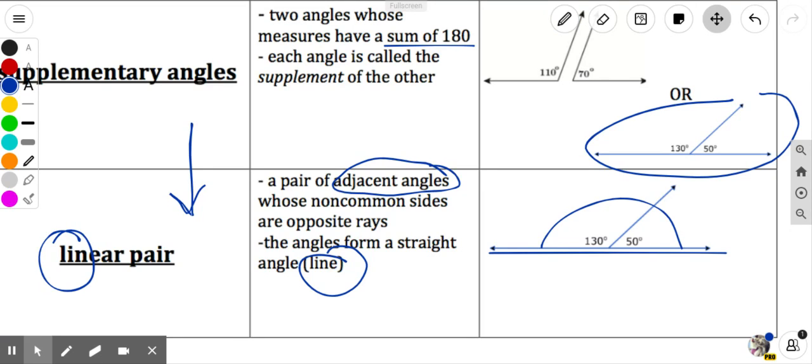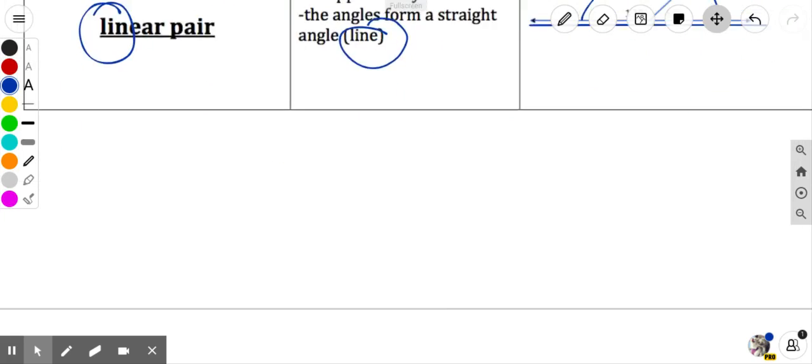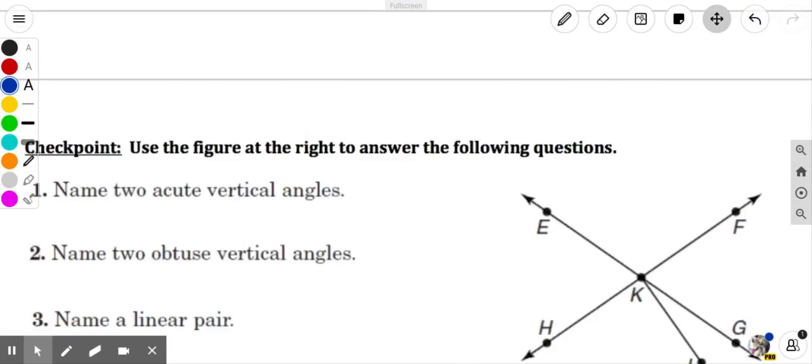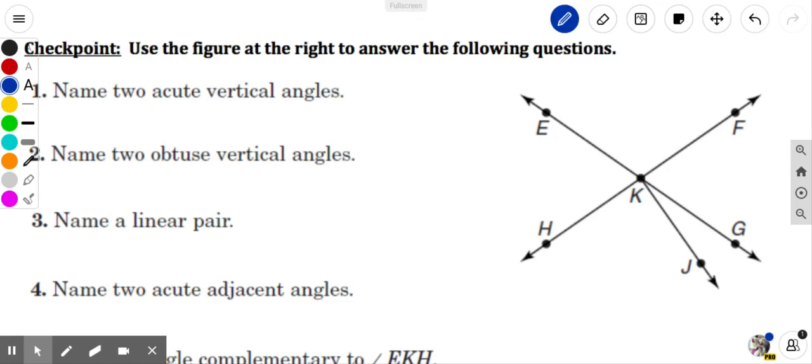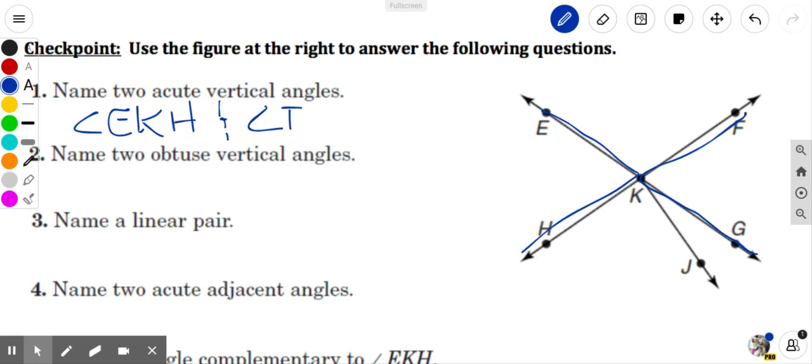So all these terms are super important. They all kind of come up a lot, you'll see. I'm going to do a few examples, just naming them, and then I'll do a couple algebraic examples. So the first one, name two acute vertical angles. So vertical angles that are less than 90. So that would be this one here and this one here. So that's going to be angle E. If you want to try these on your own, maybe pause the video and give it a try. So it's going to be angle EKH and angle FKG.